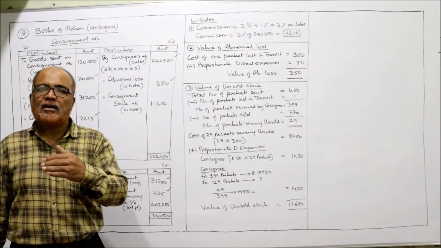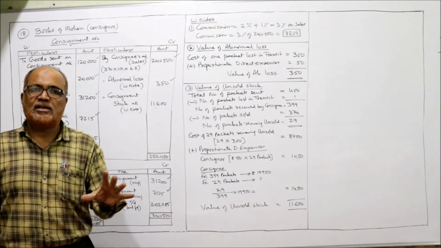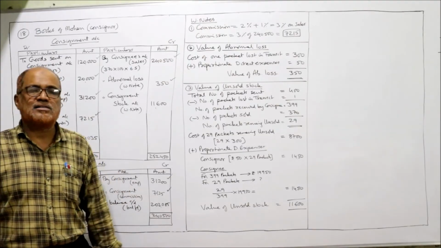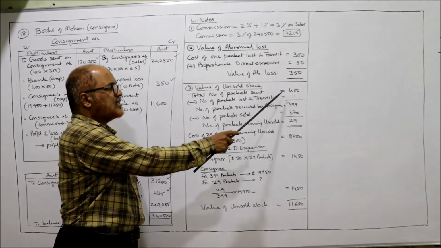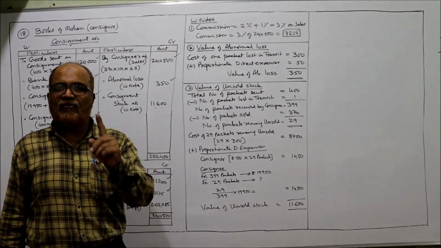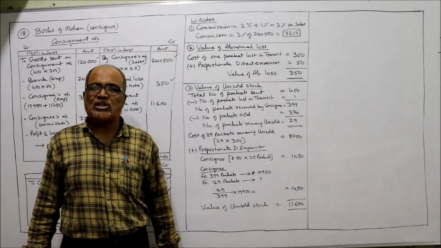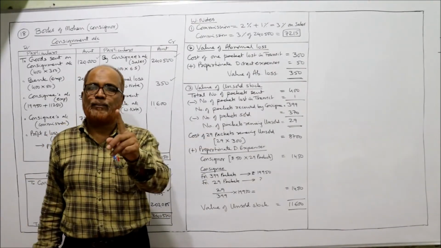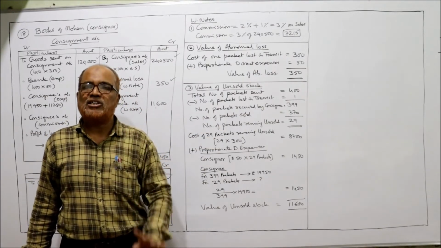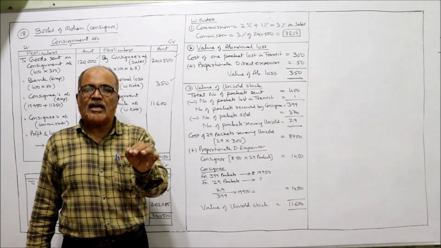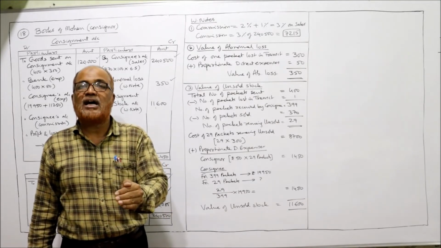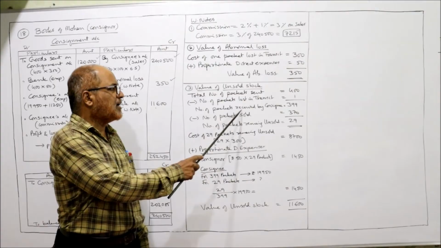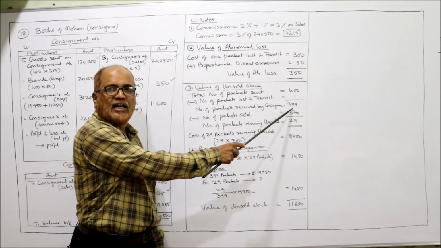Actually, how many packets have been sent originally? Starting 400 packets are sent. So the total number of packets sent is 400. Out of 400, one packet was lost in transit. So less: number of packets lost in transit, 1. Deduct, 399 packets. So 399 packets are received by the consignee.